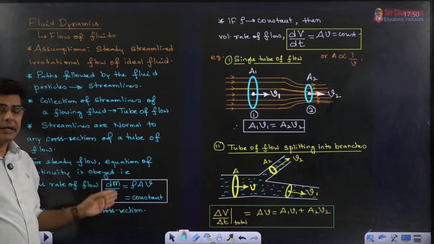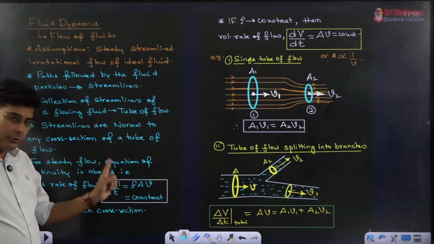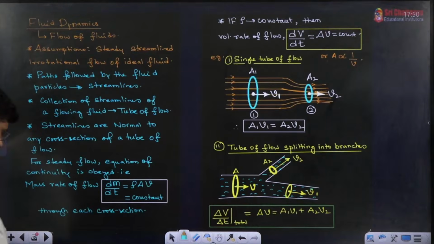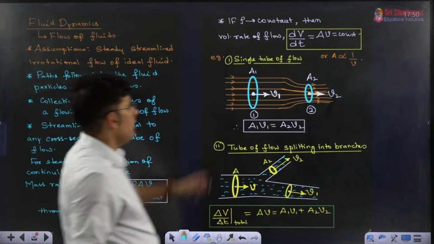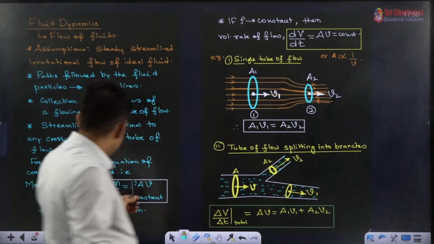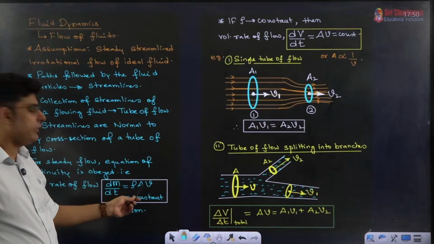Mass rate is density into volume rate, which is given by rho AV, density of fluid into area of cross section into velocity. This value is constant or same through all cross sections. Now if we are talking of ideal fluids where density is constant, then mass rate rho AV, rho is also constant, so we will say AV is constant.